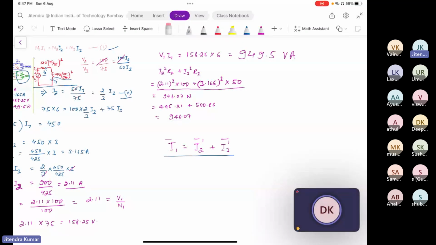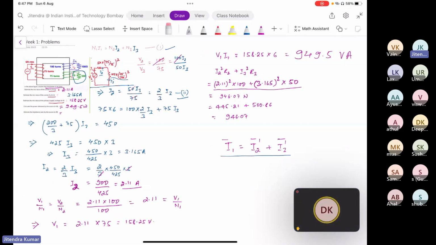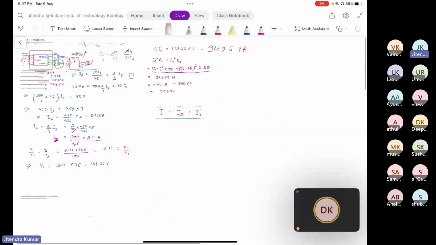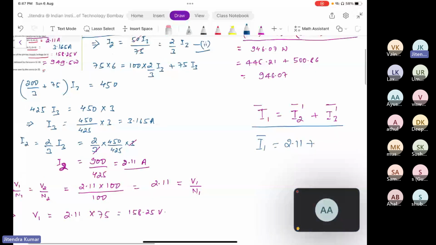I1 is coming 6 ampere, as they have given. Okay, according to this expression, how much I1 is coming? Let us verify. I1 is equal to this. I2 is correct, Deepak. Yes, sir, 2.11. I2 is correct and I3 is also correct, right?